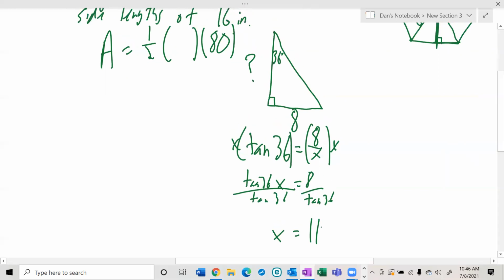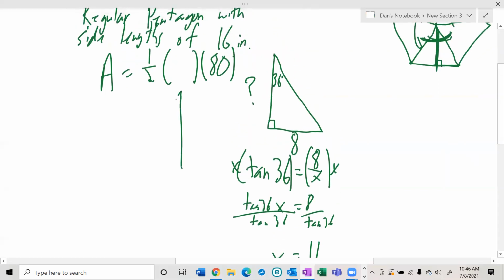We're finding this blank. All of that was to find the apothem. So now we know the apothem is 11. Now we can use our formula. Now you do 1/2 of 11 times 80. Half of 80 is 40. 40 times 11 is 440, I think. 440 units squared.